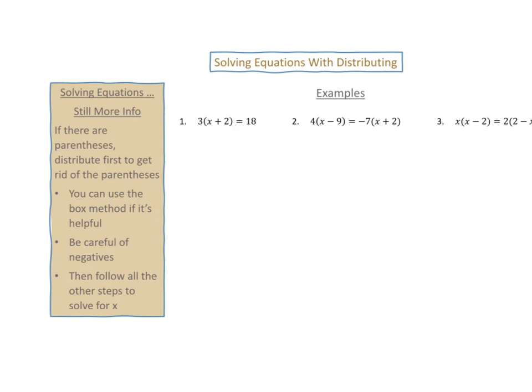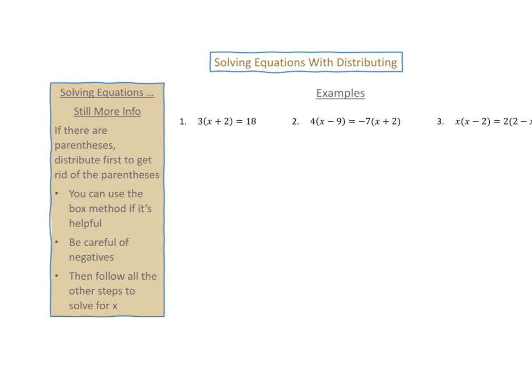Distribution. More review. Some of this gave us trouble when we were doing it, but we have to know how to do it to solve equations. If there are parentheses, you have to distribute first to get rid of all the parentheses in the problem before you solve for x. You can use the box method if you find it helpful. You have to be careful about negatives. They distribute if the multiplier is a negative. And then you have to follow all the other steps to solve for x. You have to remember that the sign in front of the number goes with the number.